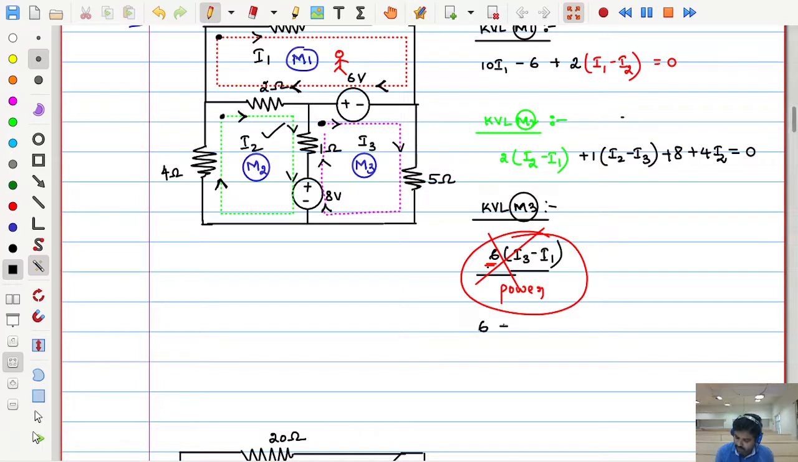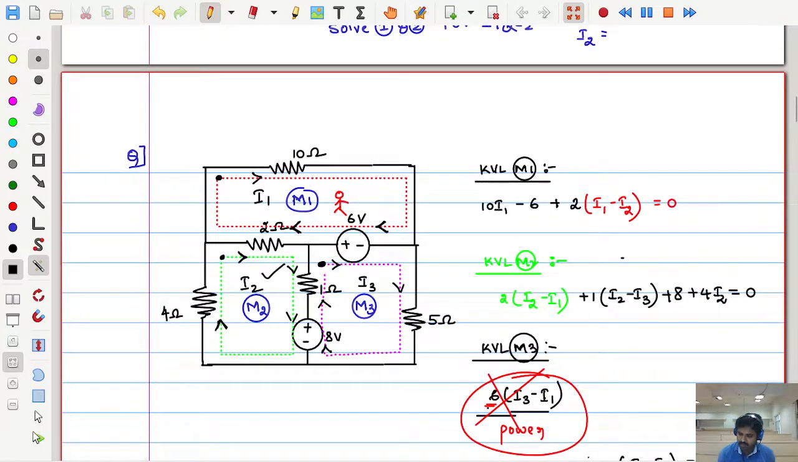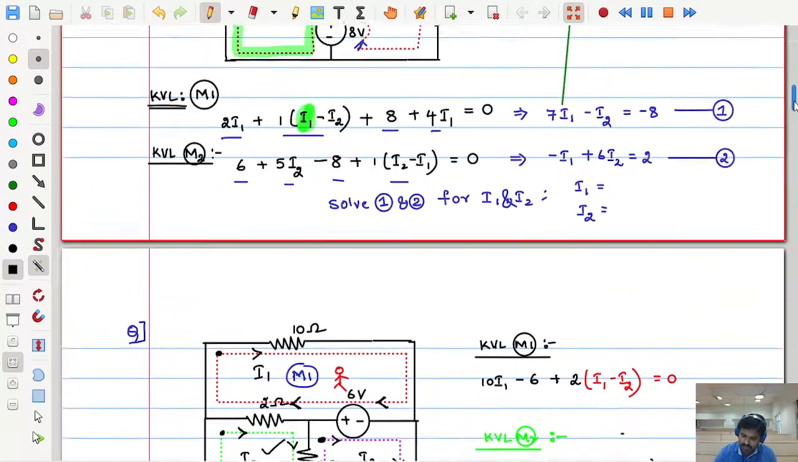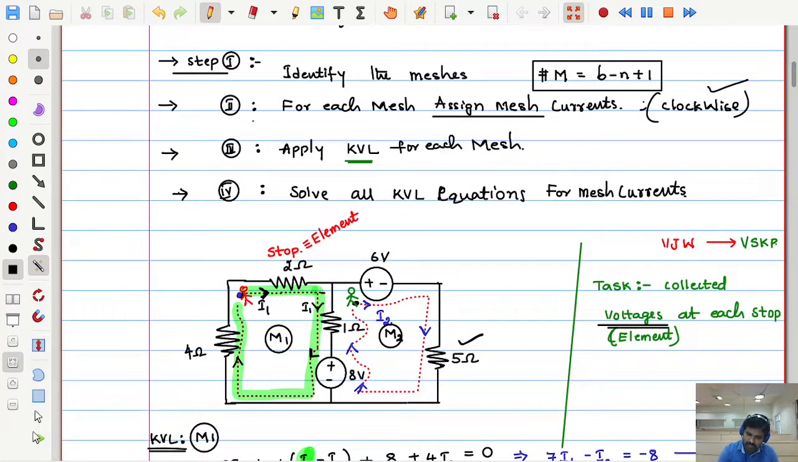6 plus 5 into I3 minus 8, plus 1 into I3 minus I2, minus I2 is equal to 0. So 3 meshes, 3 equations completed. Most of the task is complete. Right now I am trying to make you learn writing these equations. Later I will come back and solve all these equations. Do not worry about the solution. So now we are taking only step 1, step 2, step 3. Step 4 we will do a little later.